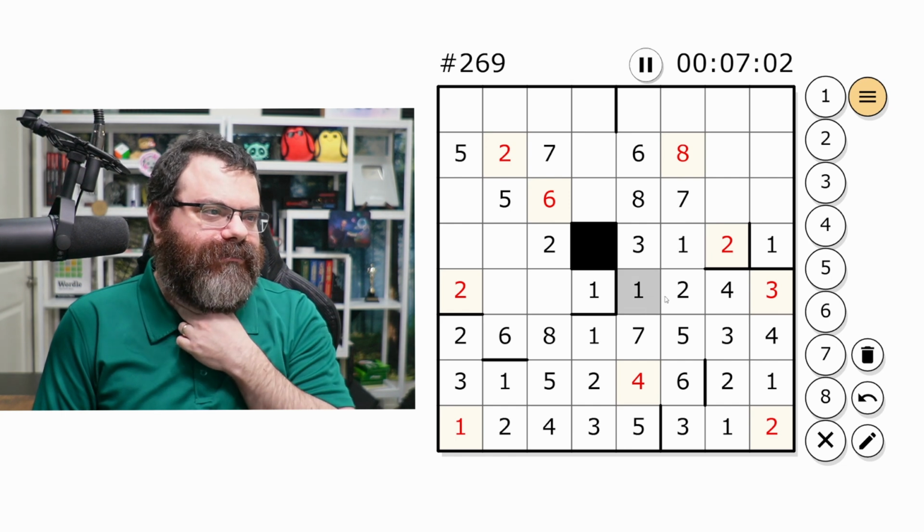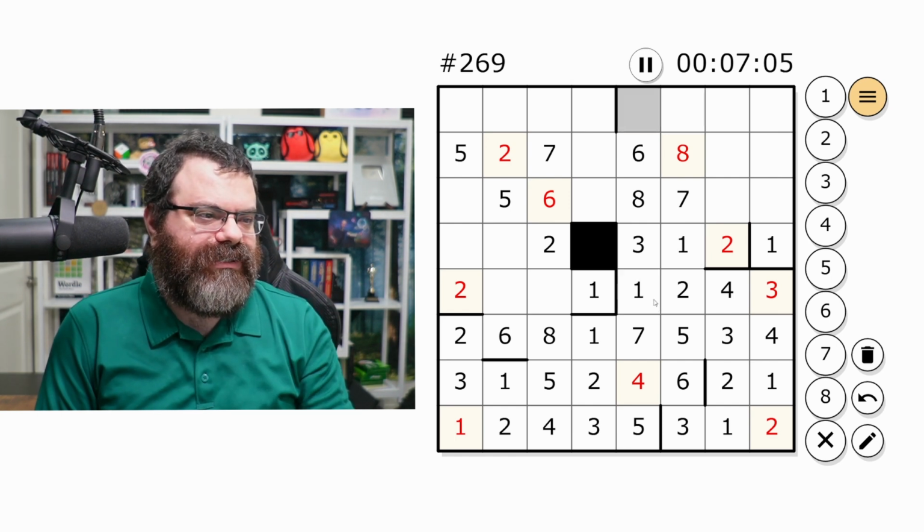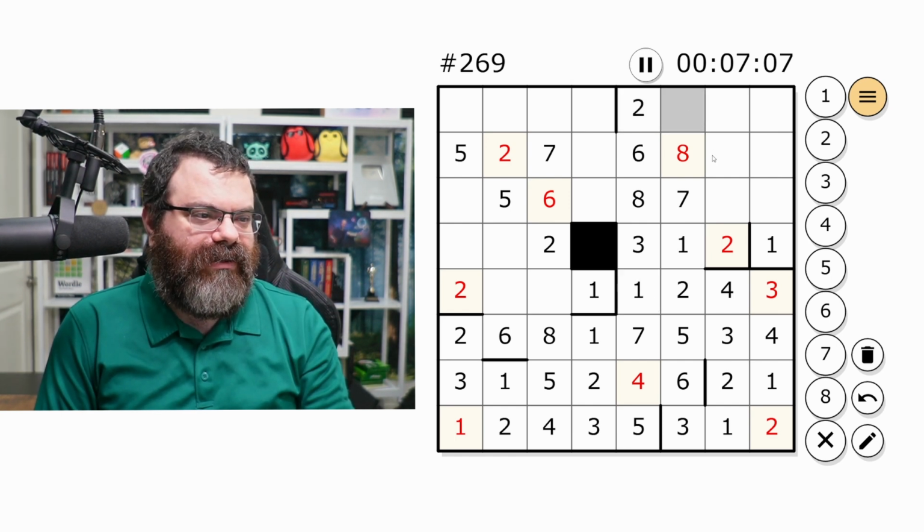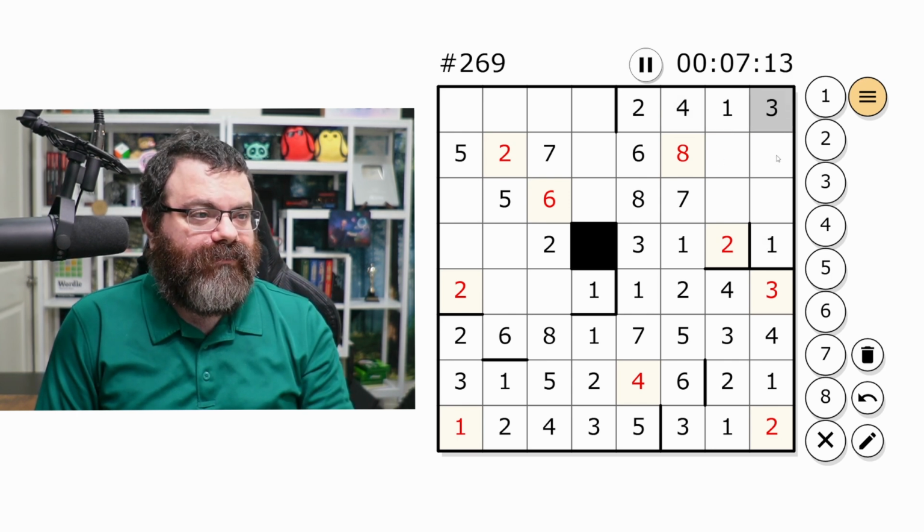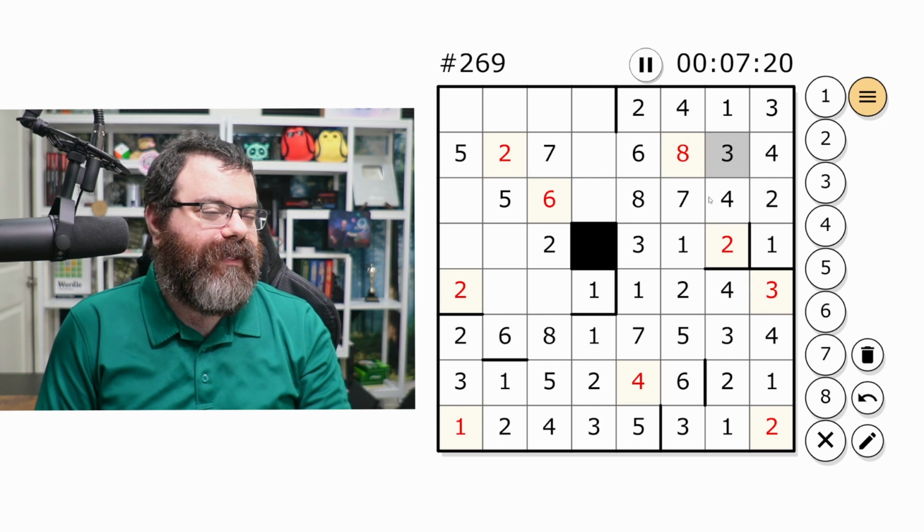I did that wrong. These 2 columns can be finished. This column needs a 2. This column needs a 4. We are left with we need the 1, which goes there, and we need the 3. Okay, this 2 tells us the 2 and the 4 finish this column like this. We need 3 and 4 here. This 4 tells us that's 4 and 3.